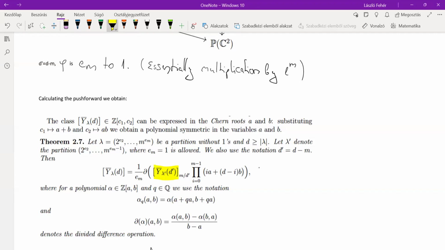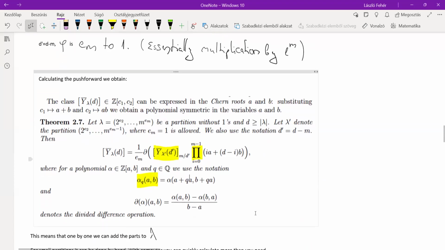You make some funny substitution into this formula, which is described in the first line. And then you multiply it with something which looks like an Euler class. So it's a product. This is this product here. And then you take the divided difference operation. And then you divide by 1 over EM. This is because it's not a resolution, but a branched covering.